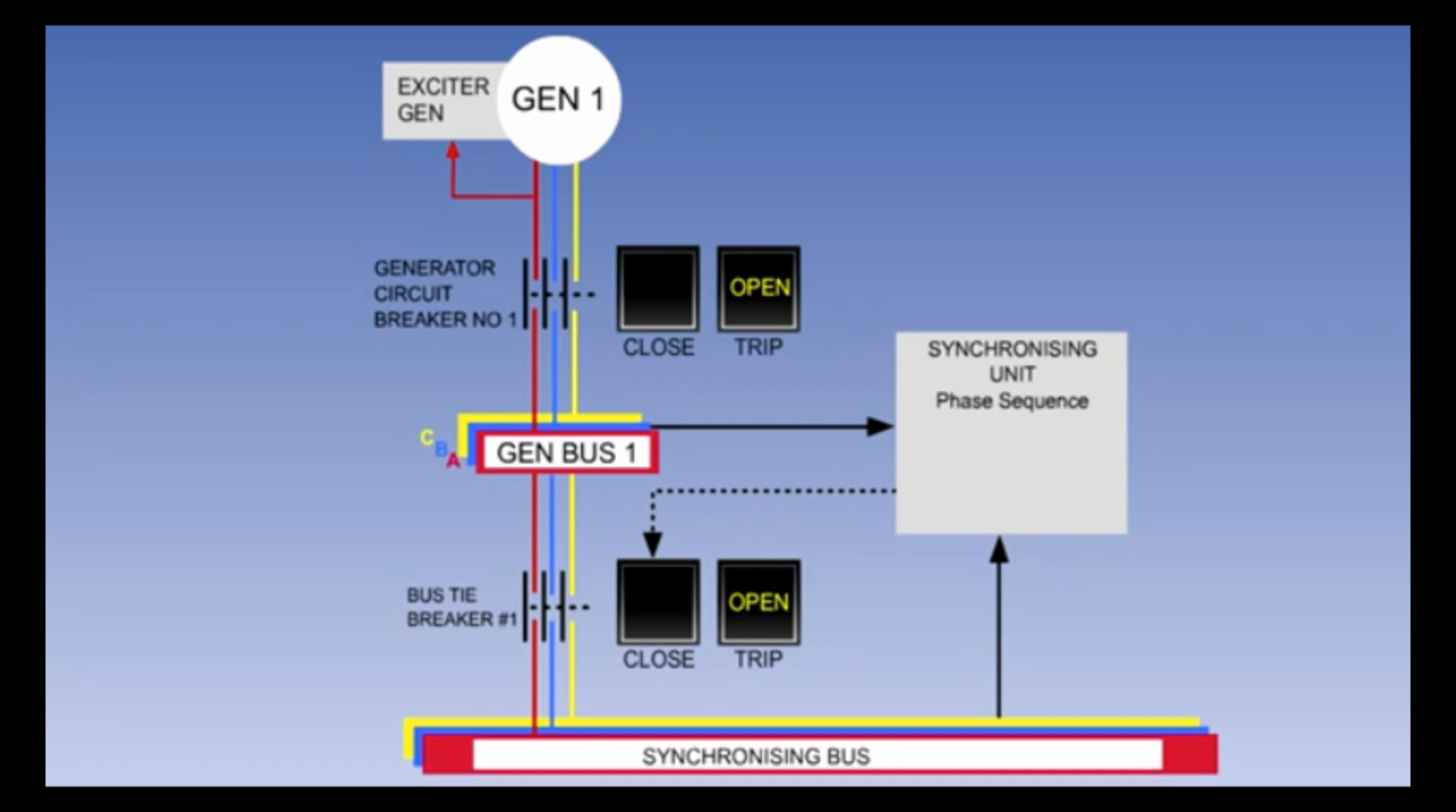The synchronizing unit monitors the phase sequence, frequency, and voltage of the synchronizing bus bar and the generator to be paralleled. It will only allow the BTB to close when the correct paralleling conditions are met.